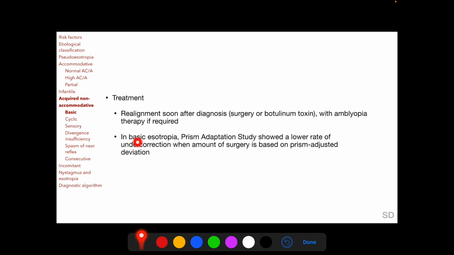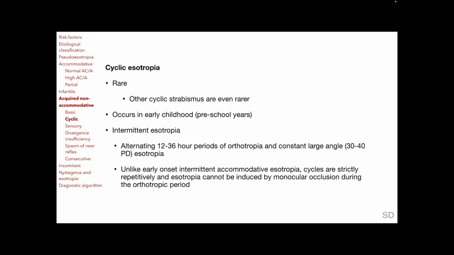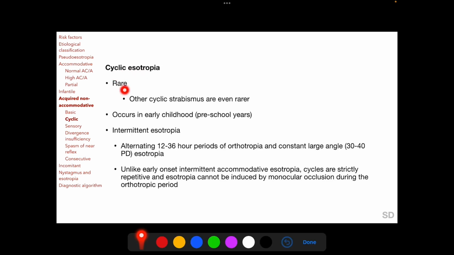In basic esotropia, a prism adaptation study showed a lower rate of undercorrection when the amount of surgery is based on prism adjusted deviation. We have discussed prism adaptation in the session on sensory evaluation of a strabismus patient. Cyclic esotropia is a rare entity, and cyclic strabismus patterns other than esotropia are even rarer.